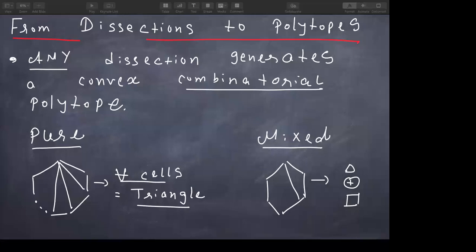I mean 2 classes. One is what we call pure dissections, where each cell that the n-gon is divided into is the same cell. So either it's a triangle or a quadrilateral or pentagon, but they're the same cells. But in general, we can also have mixed dissection, where you have 1 triangle and 1 quadrilateral, for example. And all of these dissections generate a class of combinatorial polytopes. So that's what I just want to review now.